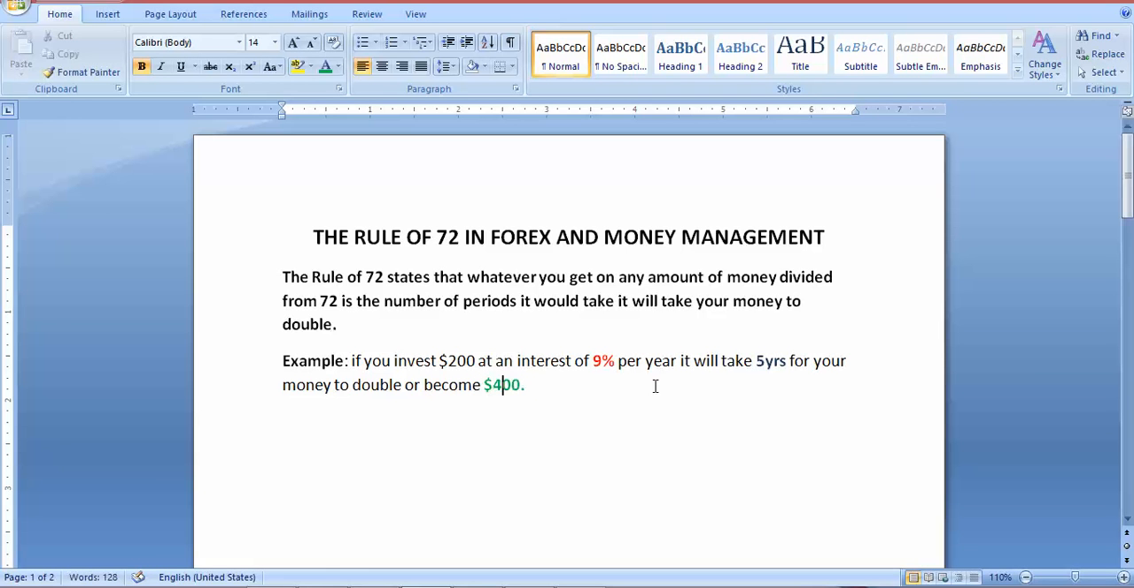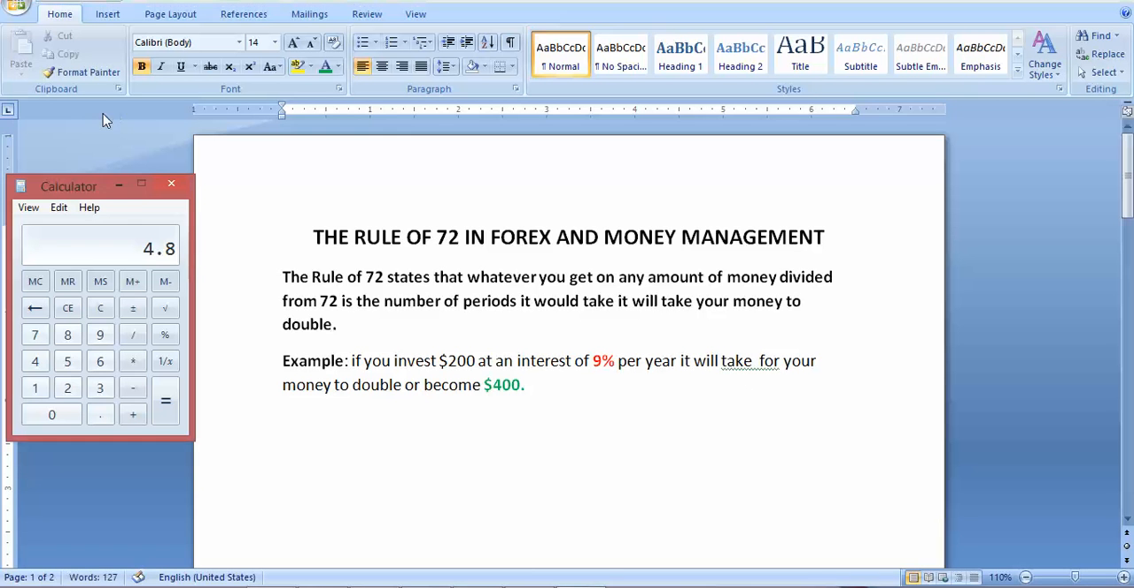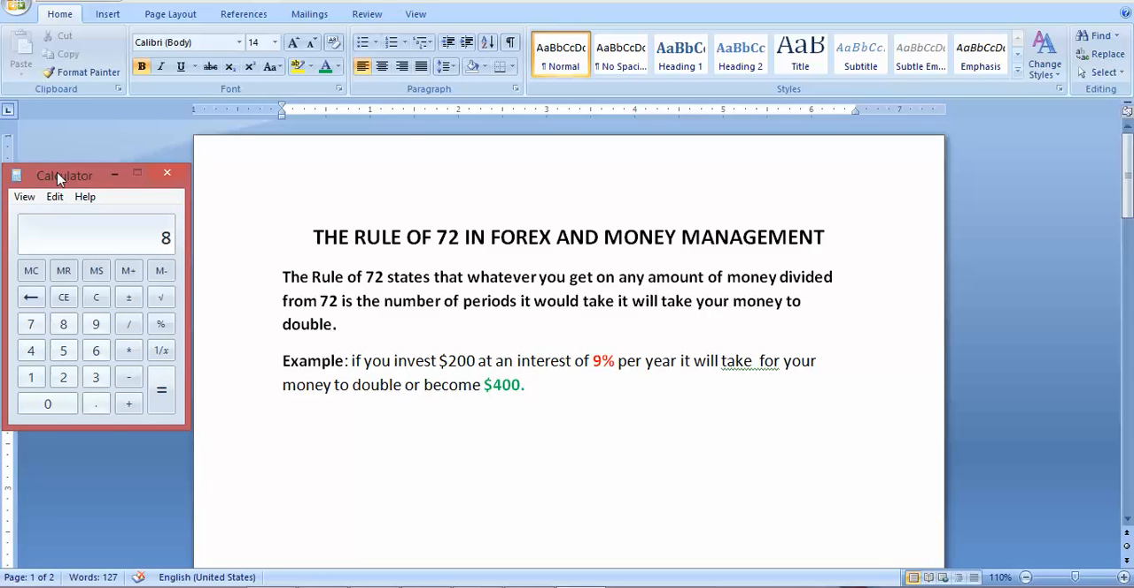Yeah, so this time is in months. How many months? Let's do the calculation quickly. We have 72 divided by 9. So it will take us about 8 months to be able to double this account. Okay, 8 months. It's not bad.